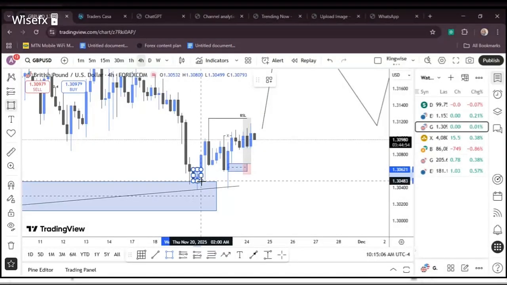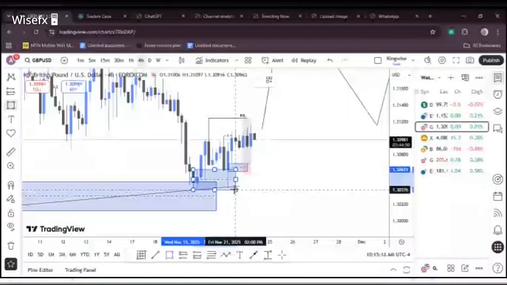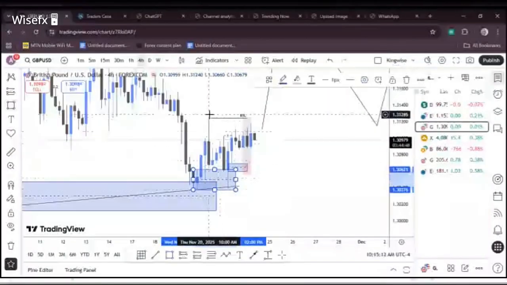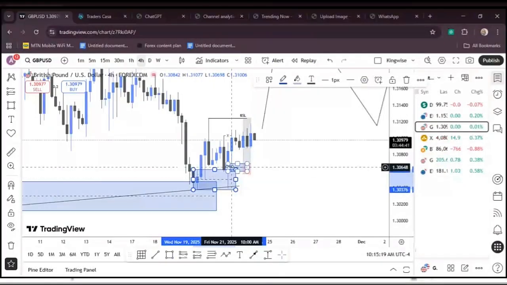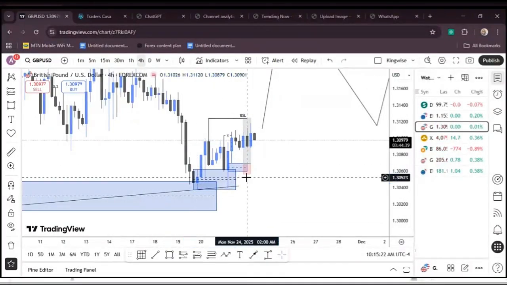So this last candlestick became the demand. Price went all the way up, came back and rejected it again. See the massive rejection it gave on this other block, or this new demand zone.